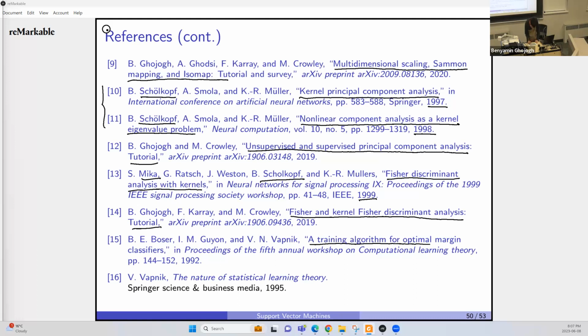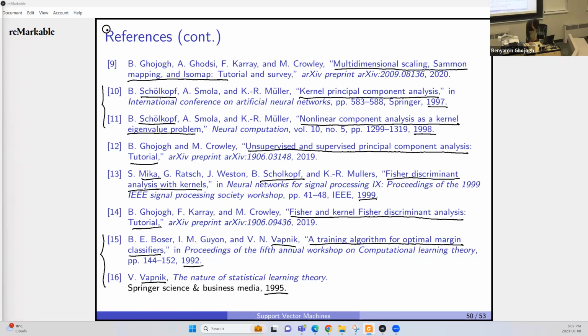This is a training algorithm for optimal margin classifiers, 1992. References 15 and 16, these two references are what? Papers and books proposing kernel SVM. 1992 and 1995 by Vapnik et al. Okay.